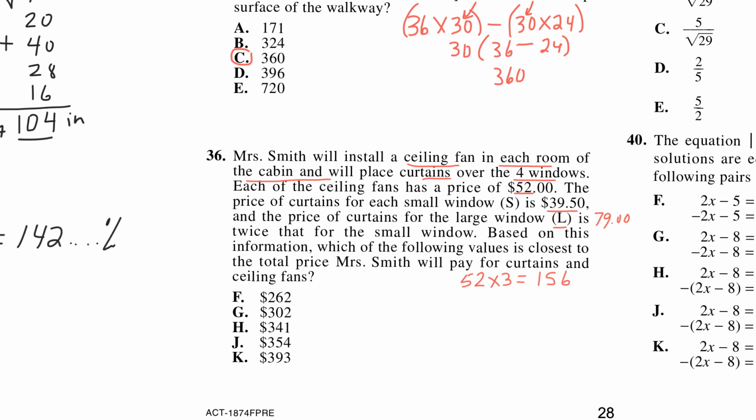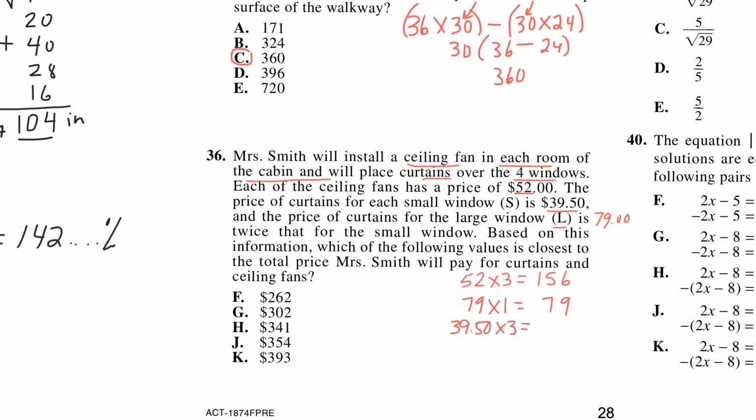Okay, so the large window was said to be $79, so 79 times 1 of those. That's going to be $79. And then we had $39.50 for the small windows, and there were 3 of those.